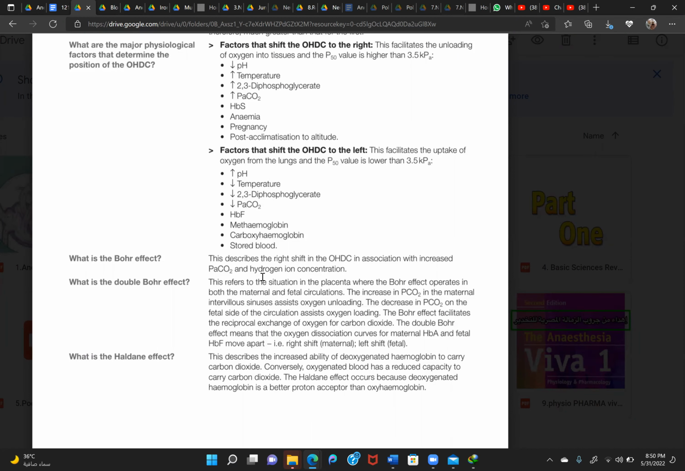Okay. The increase in PCO2 in the maternal villus assists oxygen unloading. So more CO2 is kicking oxygen out of hemoglobin. The decrease in PCO2 on the fetal side of circulation assists oxygen loading. The Bohr effect facilitates the reciprocal exchange of oxygen for carbon dioxide. The double Bohr effect means that the oxygen dissociation curves for maternal hemoglobin A and hemoglobin F move apart. Okay, you understand this thing?